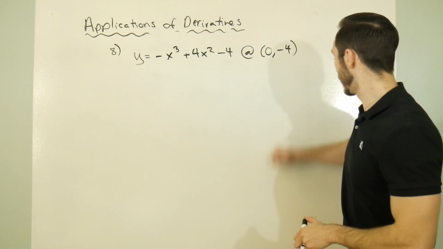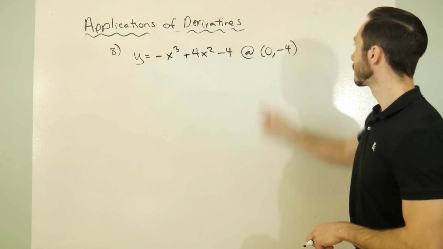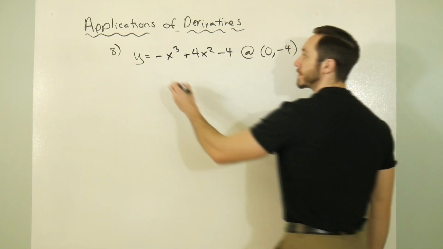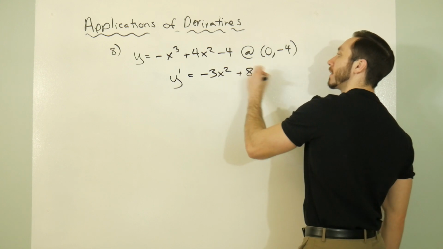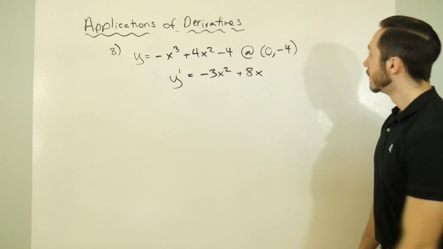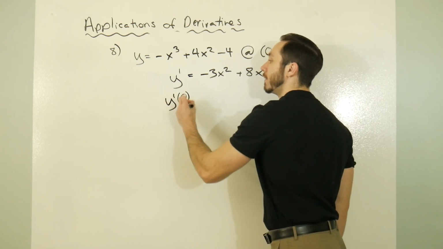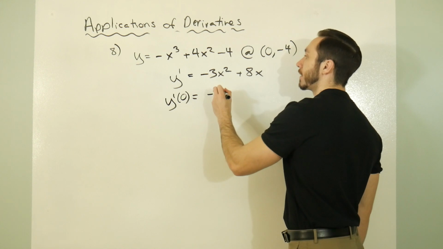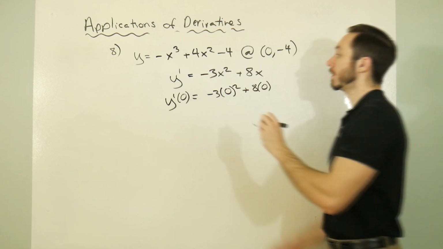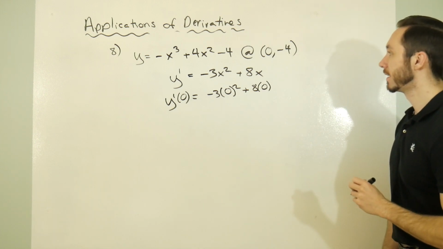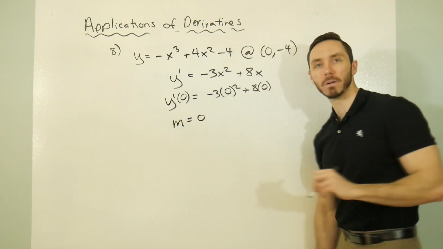That's how it goes. Alright, let's find the slope at 0. Let's see what happens. First derivative time. We get y prime is equal to negative 3x squared plus 8x. Constant goes away. Okay. Let's evaluate this at 0. So we get negative 3 times 0 squared plus 8 times 0. Ooh, that's weird. Okay, no, don't panic just yet. But we do end up getting a slope of 0.